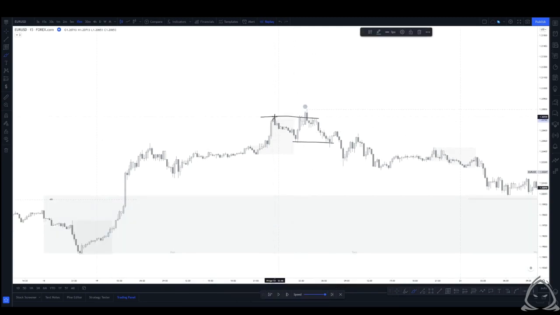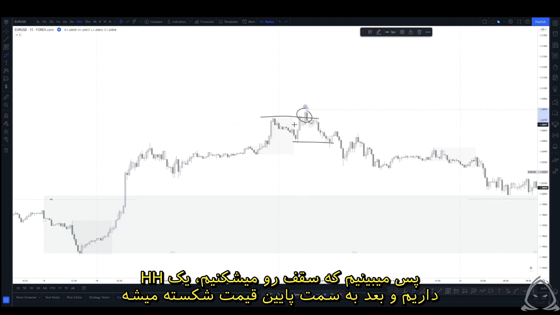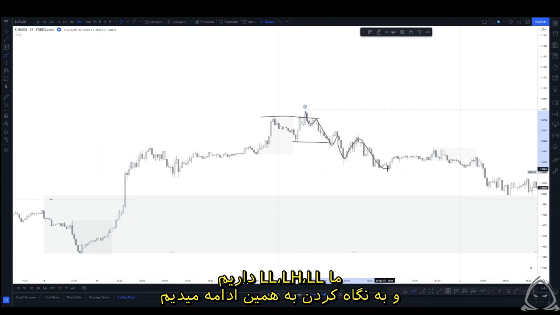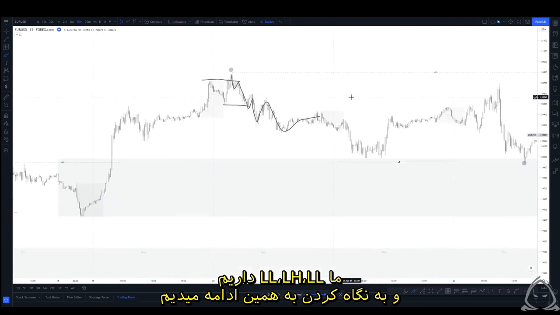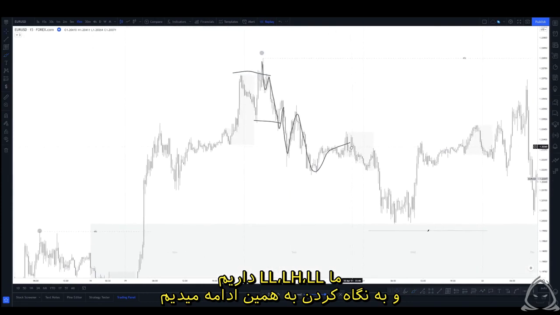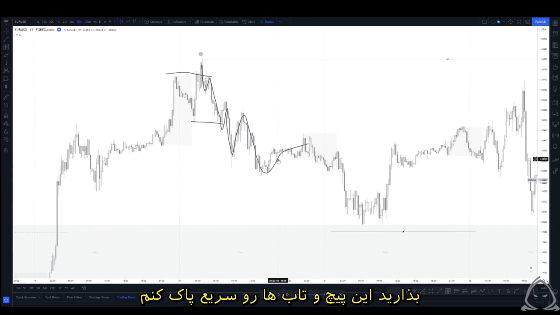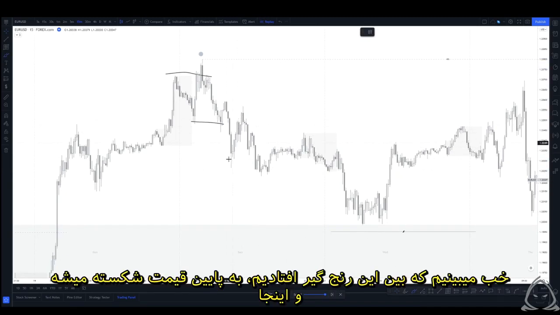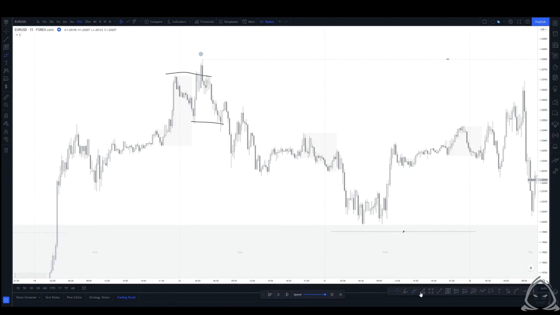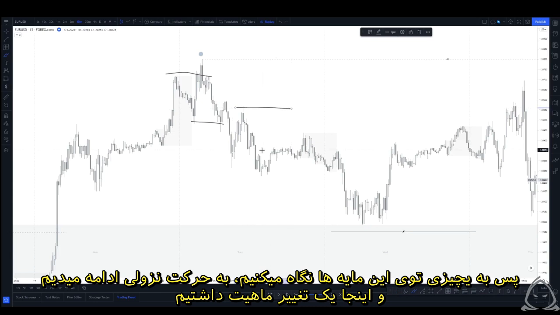So what we can see is we break the high, we're creating a higher high, and then we start to break down. We create a lower low, lower high, lower low. And then we'll just keep looking at this. Let's get rid of these squiggles real quick. So what we can see is we're caught between this range. We break to the downside. So we're now looking at something to this tune, and we continue breaking down.